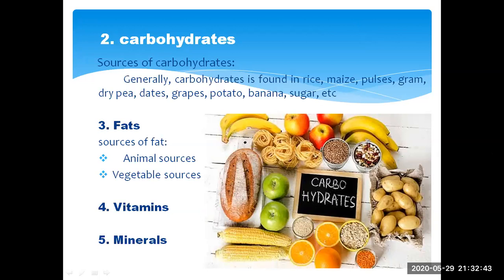Fats. Again, same as protein, fats also have two sources. One is animal sources and another one is vegetable sources. Whatever fats we get from animal products are called animal sources, and whatever fats we obtain from vegetable products are called the vegetable sources. Another one is vitamins and minerals.